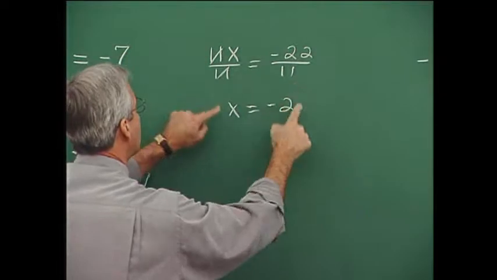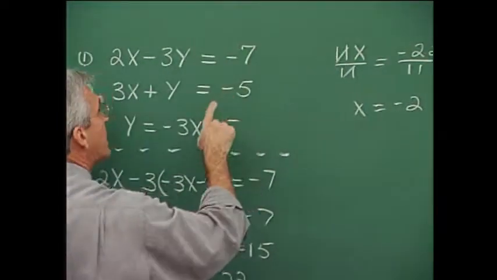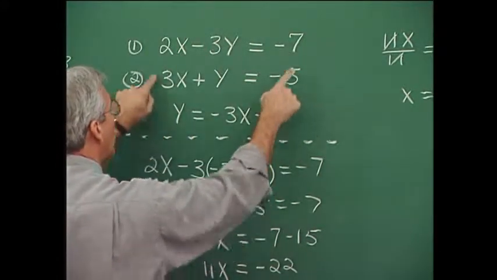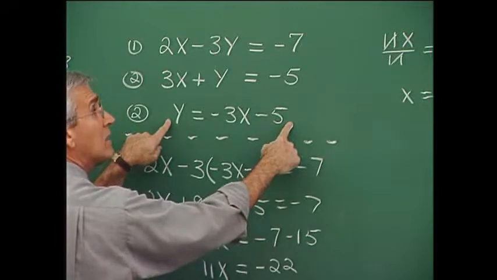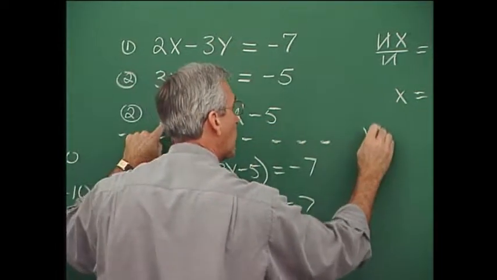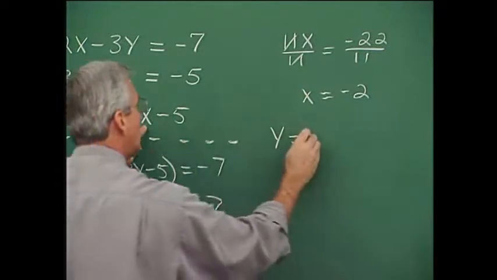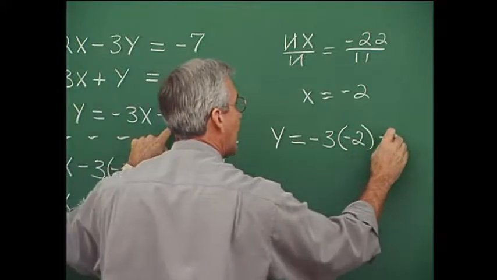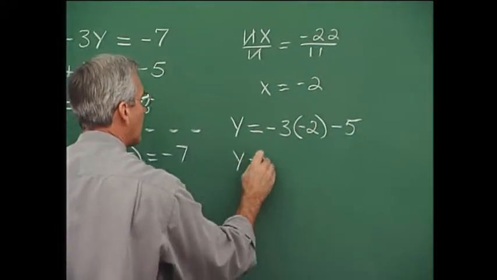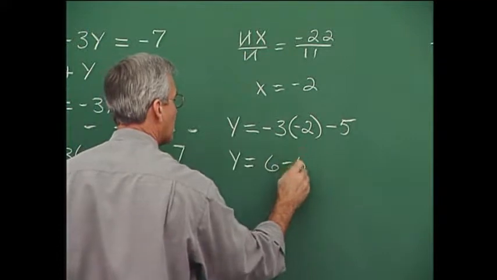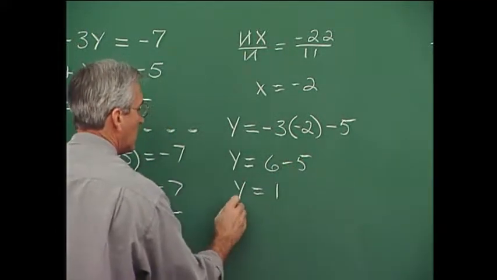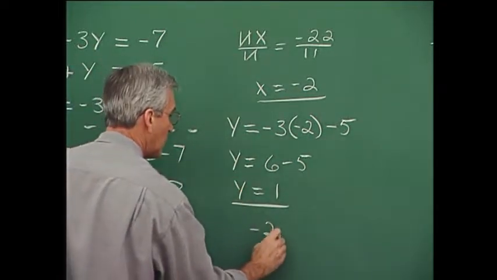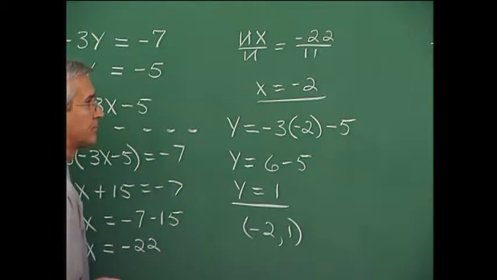If x is negative 2, we take this information and substitute back into either of the original equations or into an equivalent form of either one. Here's an equivalent form for equation 2. So we're going to substitute back into this rascal. So we have y then equals minus 3x, or minus 3 times the negative 2 that we found for x, then minus 5. And evaluating here, we find y equals 6 minus 5, or y equals 1. So when x is negative 2, y is 1, and the point (negative 2, 1) solves the system.